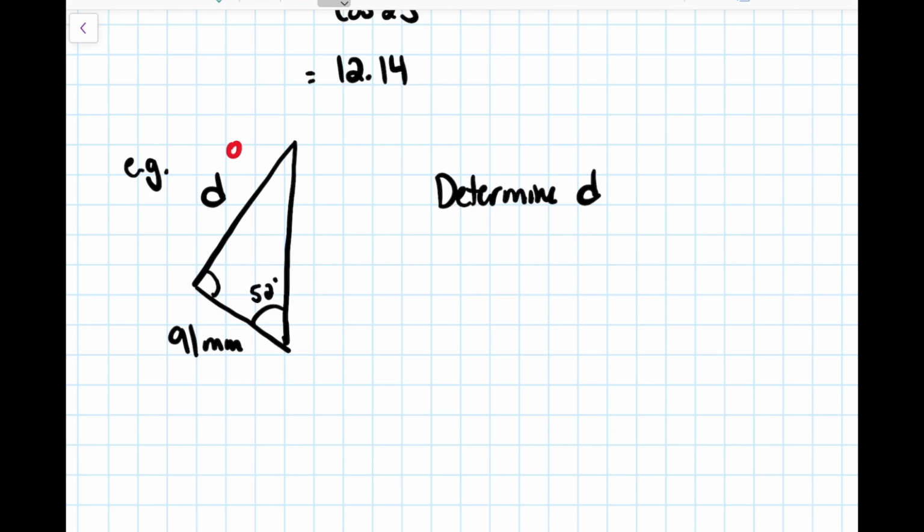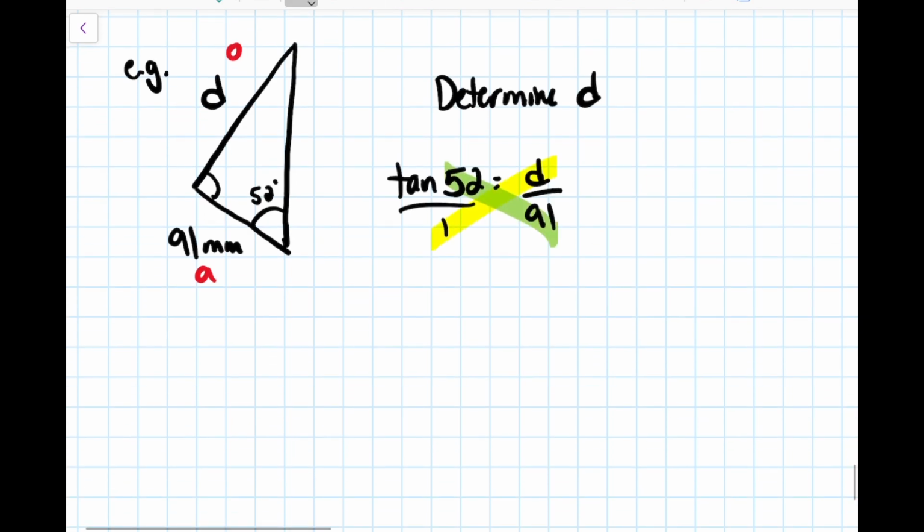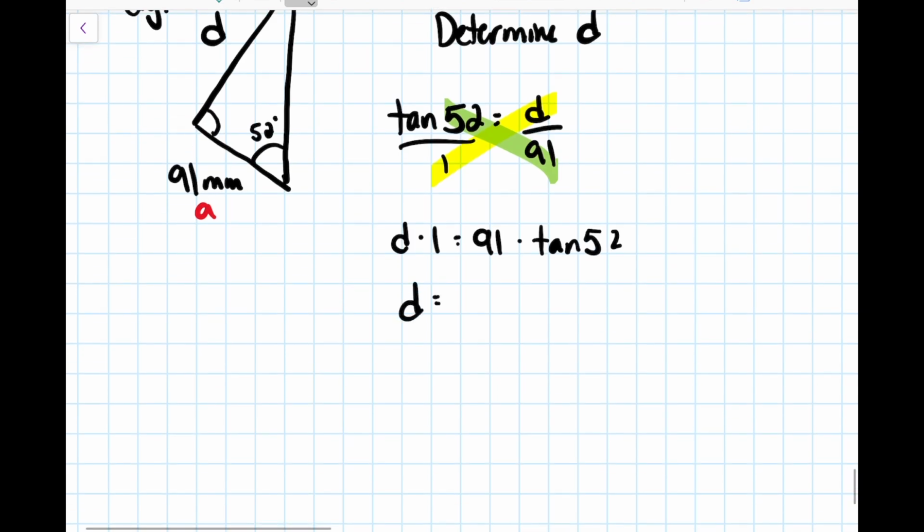All right, so D is my opposite, 91 is my adjacent. O and A is going to get me the tangent ratio. So tangent of 52 equals my opposite over my adjacent. We throw a 1 underneath that, and then this one's actually going to be even easier when we cross multiply it. We've got 1 times D, which is just D, and on the right, we've got 91 times tangent of 52. On the left, 1 times D is done. On the right, if you do 91 times tangent of 52, you're going to get 116.47. And then don't forget your units, which is millimeters.